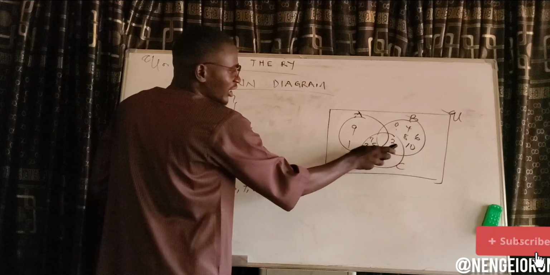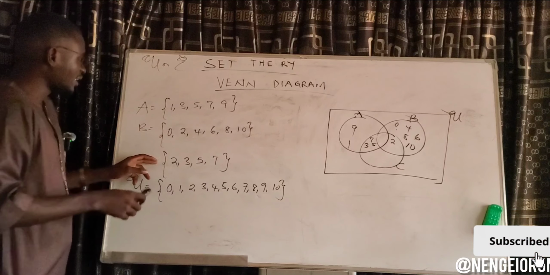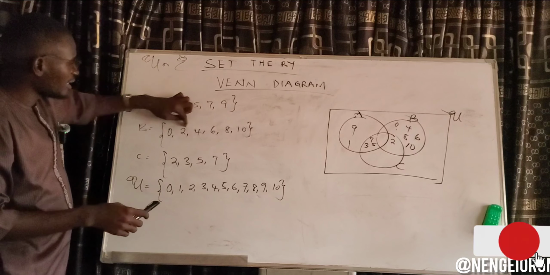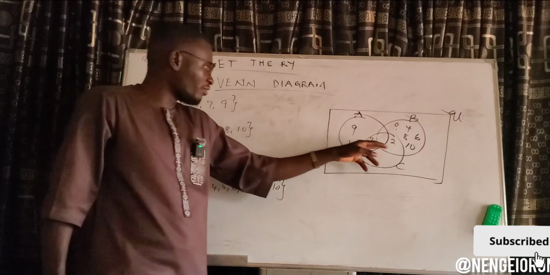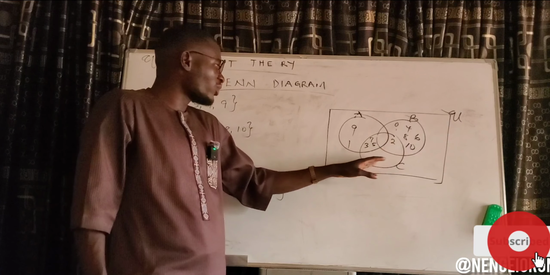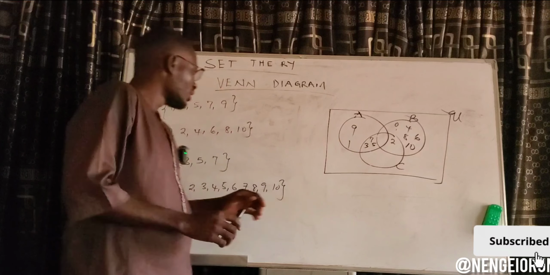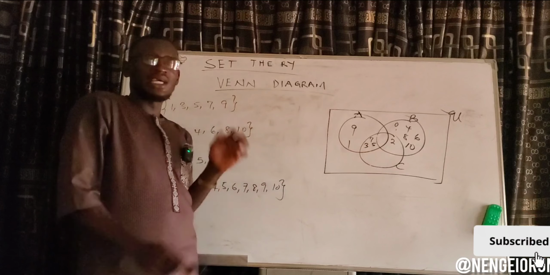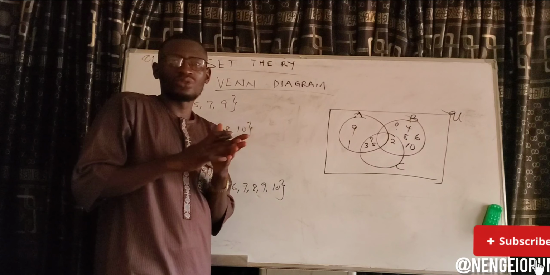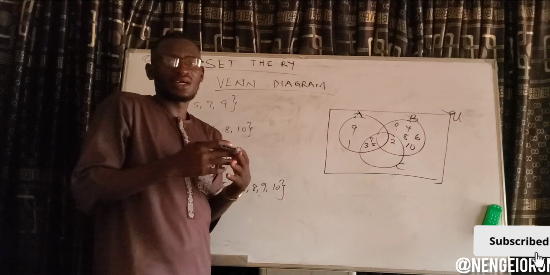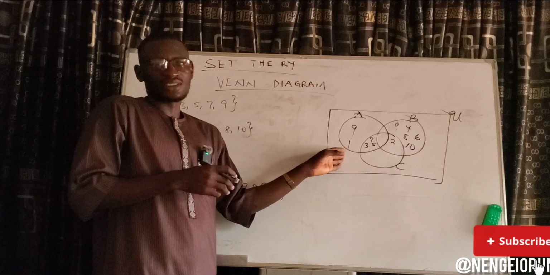B and C have 2 in common. It is only 2 that you can see in B and still see in C. That is why we have the 2 here. There is no single element that you can only see in C alone. That is why the C is empty. So this is how to clearly indicate or present data using a Venn diagram for easy understanding.